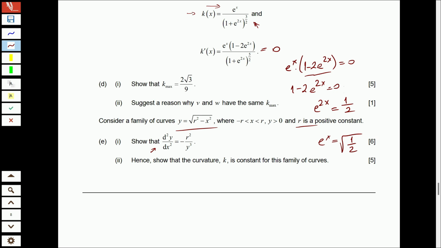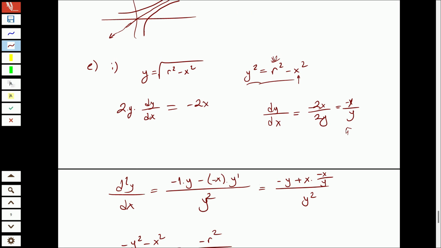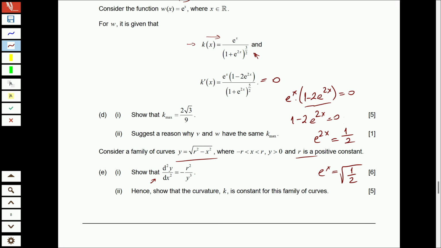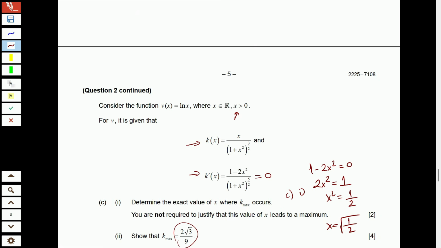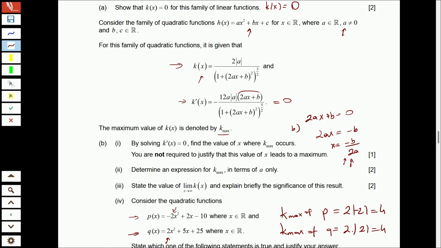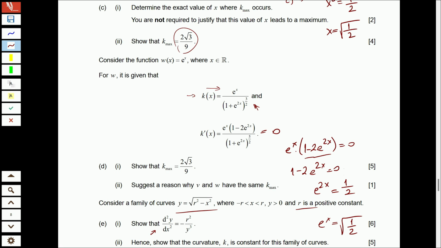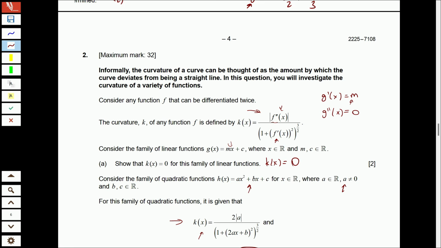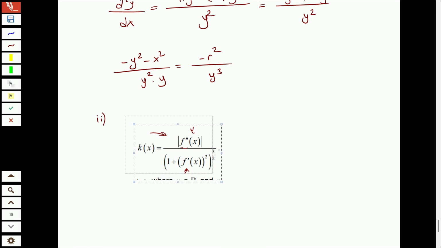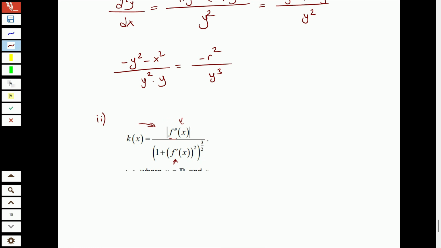And the second question is, hints show that the curvature k is constant for this family of curves. To find the curvature, the formula is given at the beginning of the question, check, for example, yeah, this one. The curvature. I will take this here. And I found already the second derivative. It is minus r squared divided by y to the power of 3.